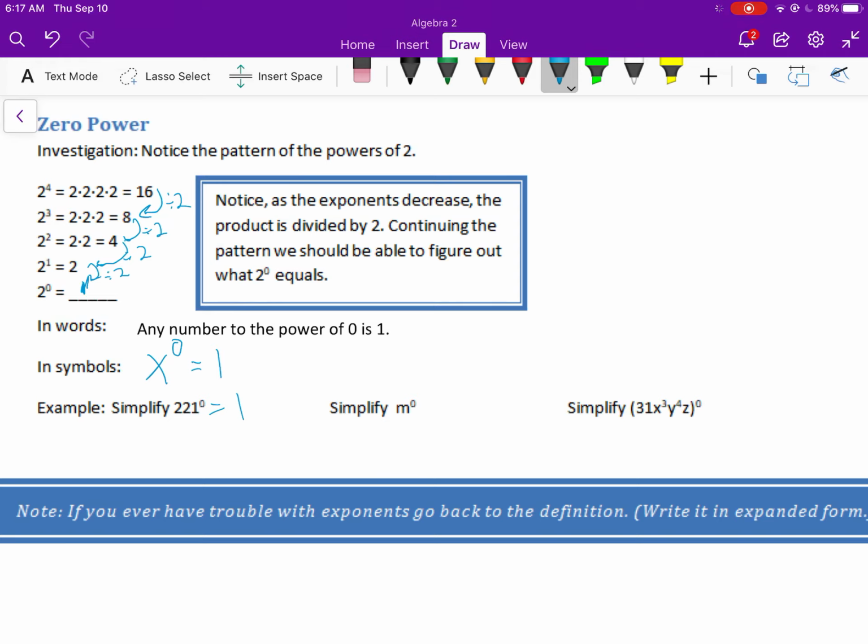M to the 0 power, 1. All of this wonderful stuff in here, 31 times x cubed times y to the 4th times z, all of that raised to the 0 power, 1. And there you have it, the 0 power.